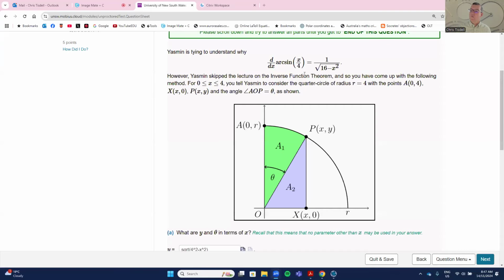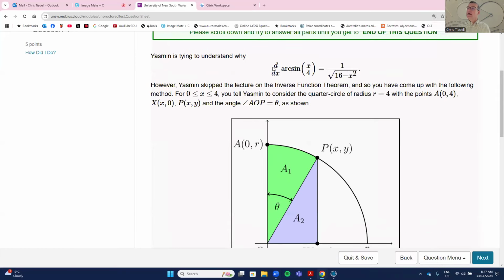Okay, so here's a question. Let me just make it a bit bigger. There we go. Here's a question involving the derivative of arc sine, or sine inverse. There's a lot of words here, but let's try to understand what's going on. Yasmin is trying to understand why the derivative of this equals this. But Yasmin skipped the lecture on the inverse function theorem, and so the following method is suggested.